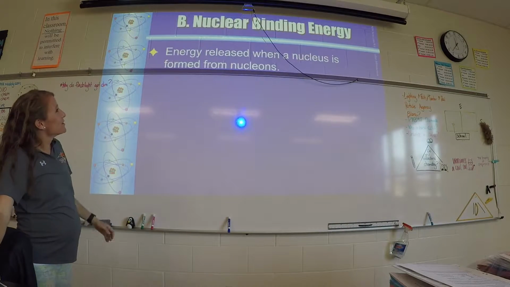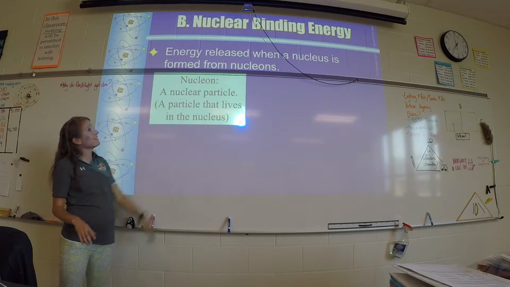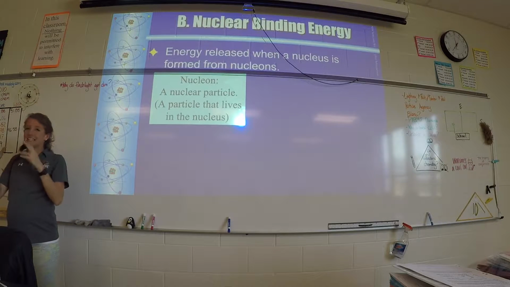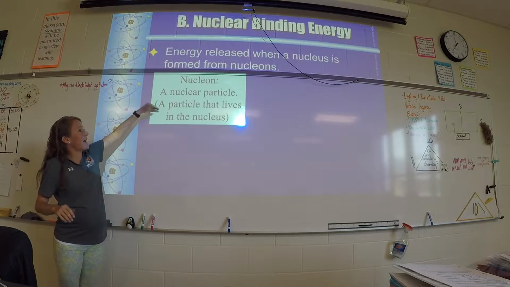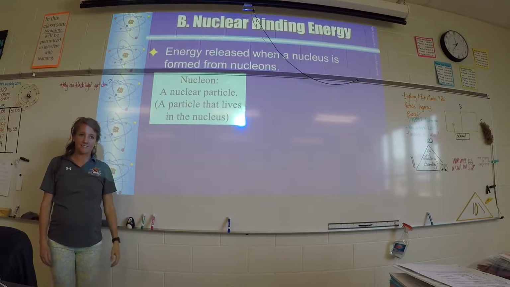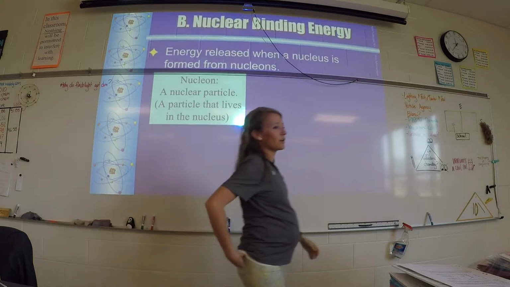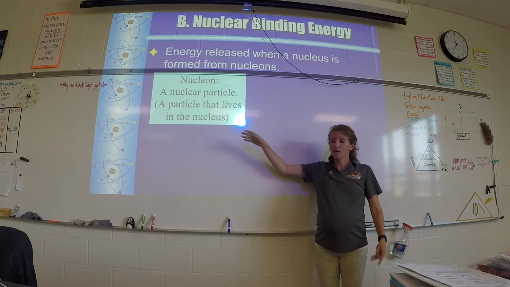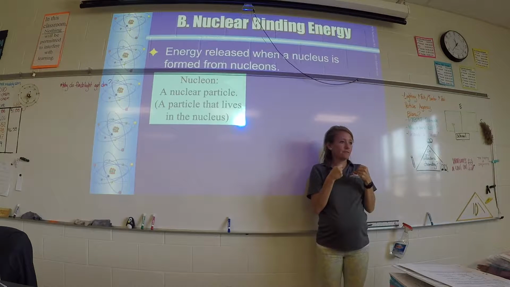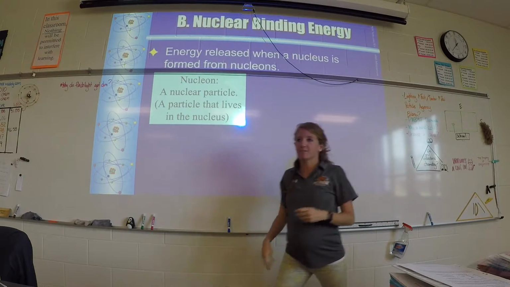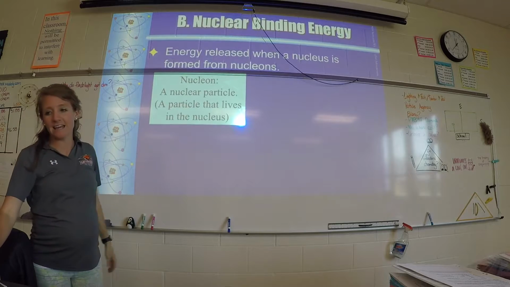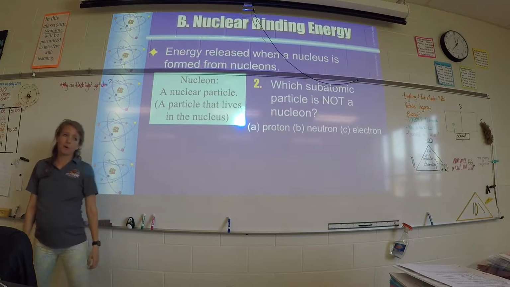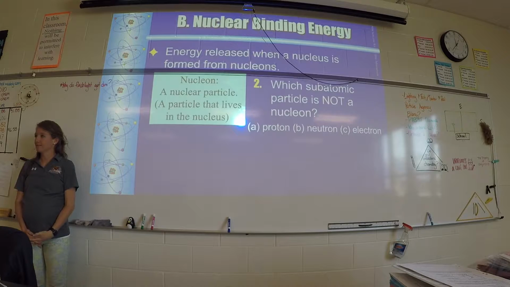So the energy that is released from the nucleus comes from these things called nucleons. A nucleon is the fancy name for everything that lives inside the nucleus. Anything inside the nucleus you can call a nucleon. After you write that definition down, pick up your periodic table. Don't say a single word, but answer this question: if that's what a nucleon is, which subatomic particle is not a nucleon?